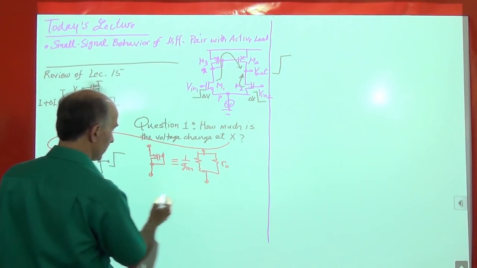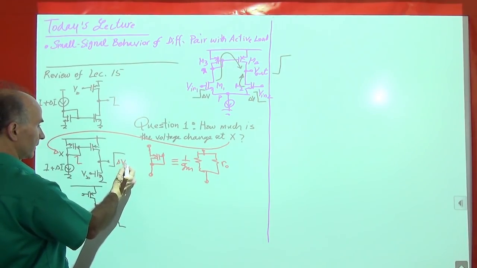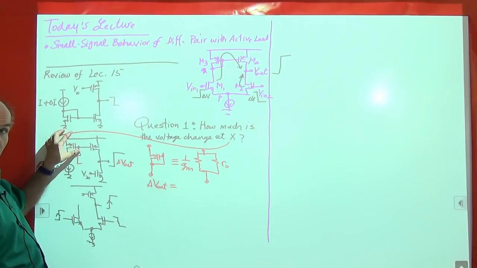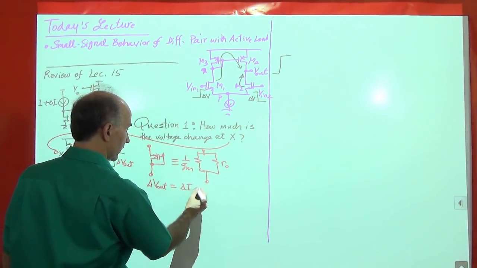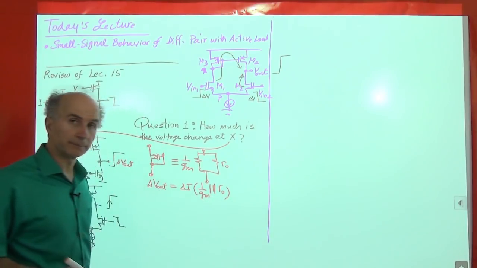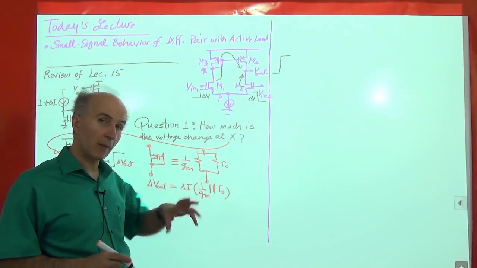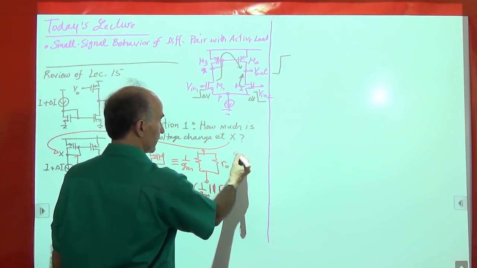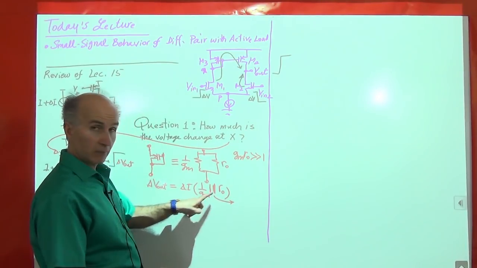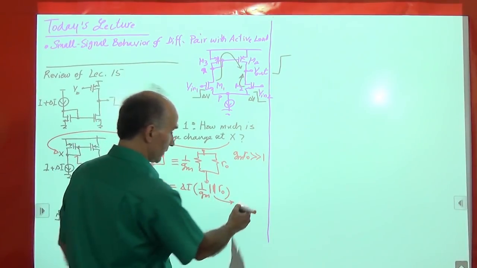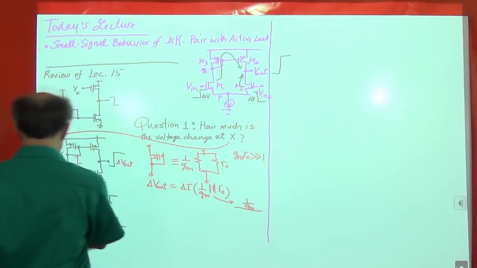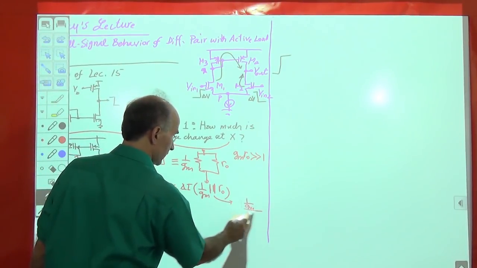So I can say, let's call this delta V out. We can say delta V out is just equal to this delta I times this impedance. So delta I times 1 over GM in parallel with RO. Now, we know that if GMRO is much greater than 1, the parallel combination is given by 1 over GM times RO divided by 1 over GM plus RO. Let me write it more clearly to avoid any confusion.